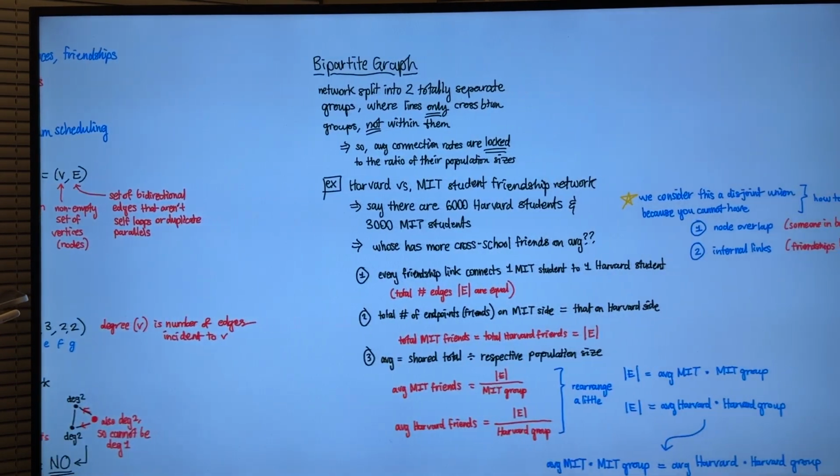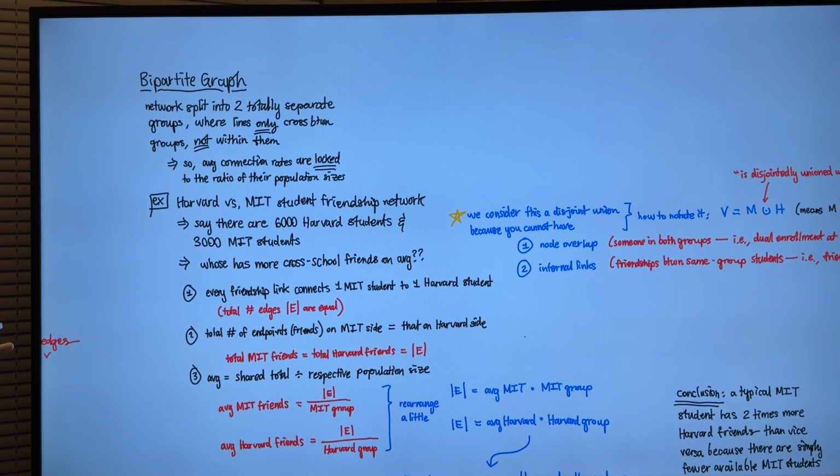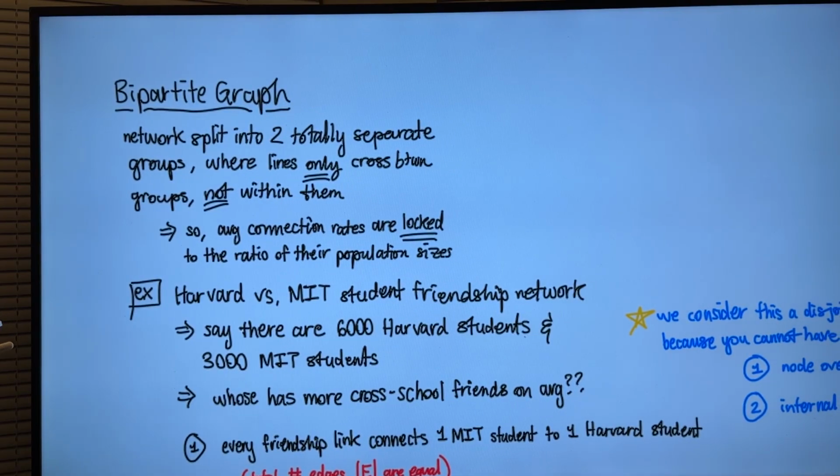So let's go into an example of an extension of graph theory. When you talk about graph theory, you might also talk about something called a bipartite graph. Bi means 2. Essentially, a bipartite graph is a network split into 2 totally separate groups where the lines only cross between groups, not within them. It's a lot. We'll go over an example so it hits a little more concretely. Essentially, the average connection rates between these 2 groups are limited. They are locked to the ratio of those groups' sizes, so their population sizes individually.